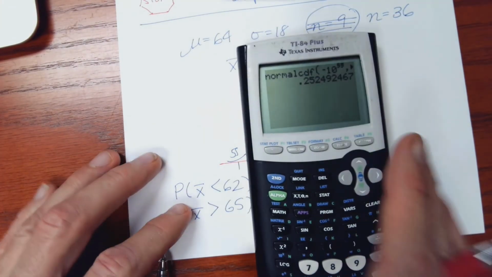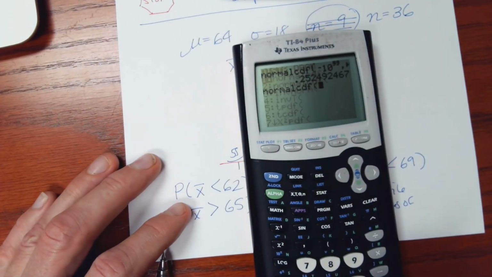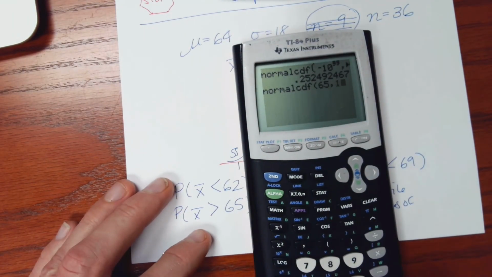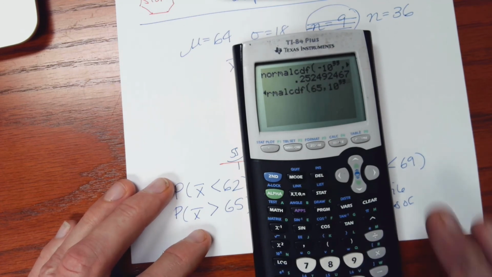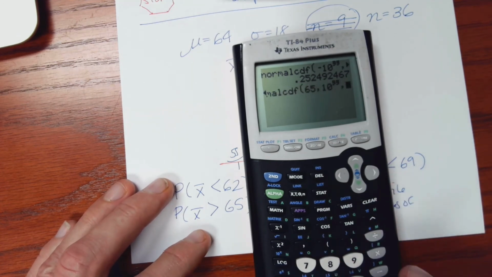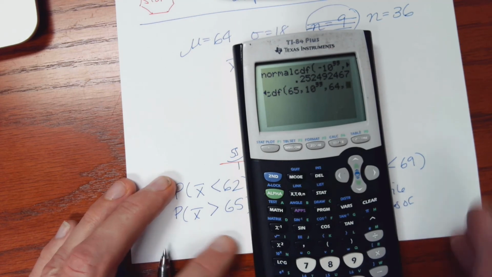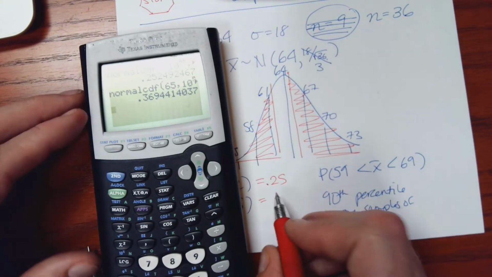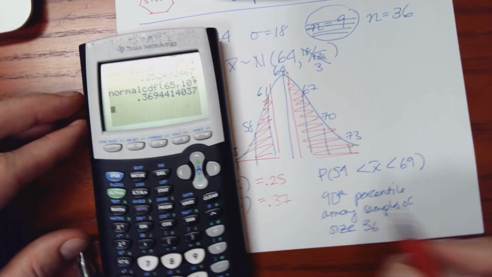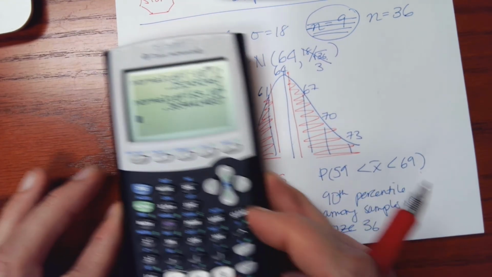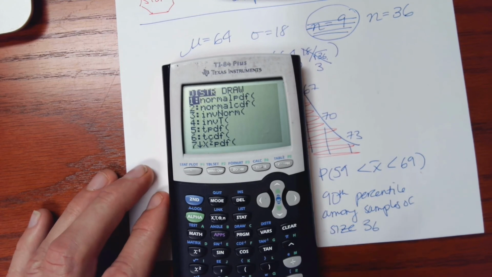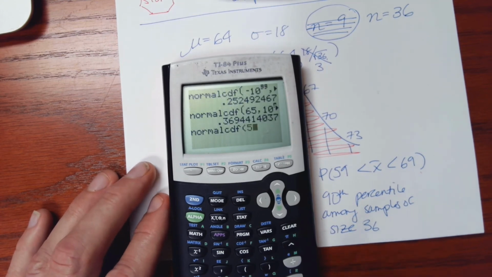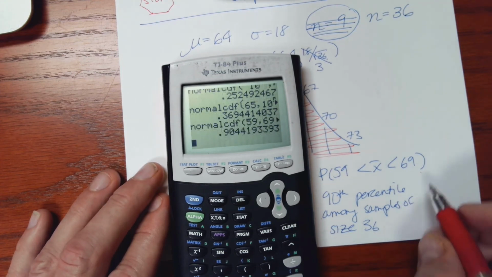Now, greater than 65 would be over here, the area to the right. That's another normal CDF function with 65 as the lower bound. I'm going to use 10 to the 99th as my upper bound. Again, 64 and 3. And that's about 0.37. Now, what about between 59 and 69? That's the easiest one on the calculator. I use 59, 69, 64, and 3.